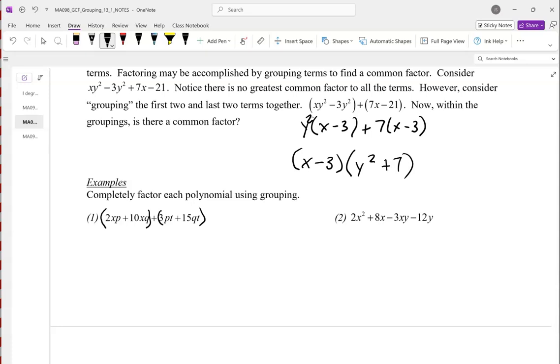Okay? In those first 2 terms together, what do you see that they have in common? There's a 2 and an x, right? I've got a 2 that divides both the coefficients, and both of them have an x in them, don't they? If I pull out the 2x just out of the first 2, what are you left with? The first term you're left with p, and the second one you're left with a q.